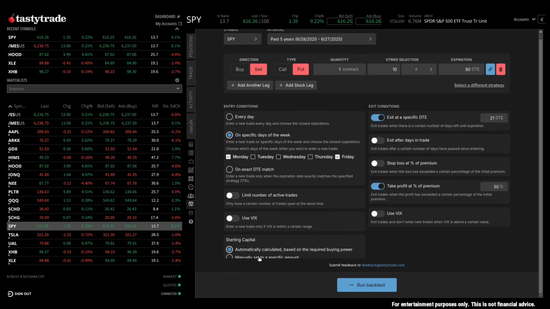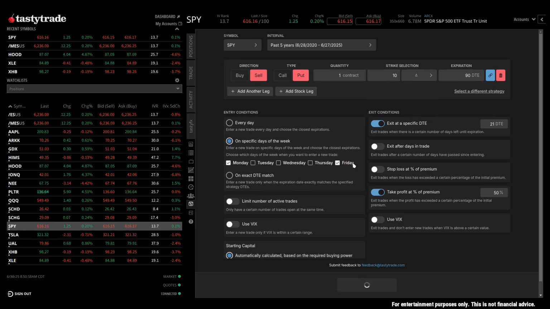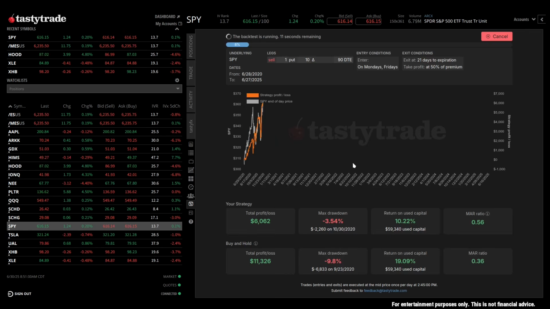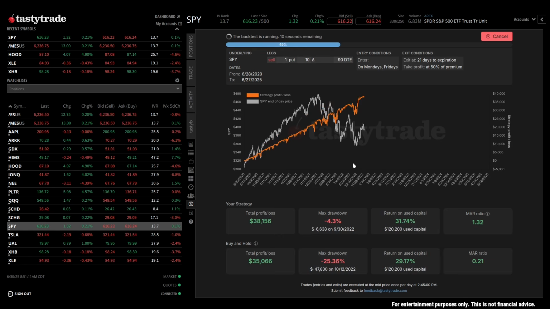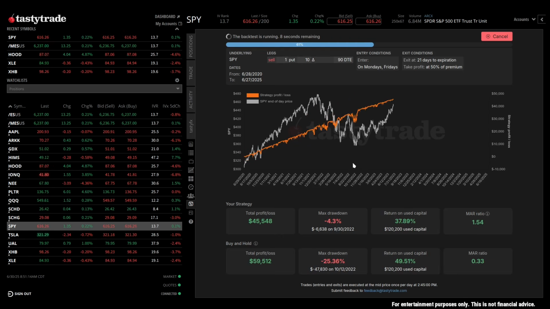I'm not going to use the VIX as an entry condition. We're just going to put one on every week for the last 5 years and see how 10 deltas at 90 DTE does. Mainly, I want to know what our average time in this trade is. It's not going to be 90 days, not even half of 90 days, right?